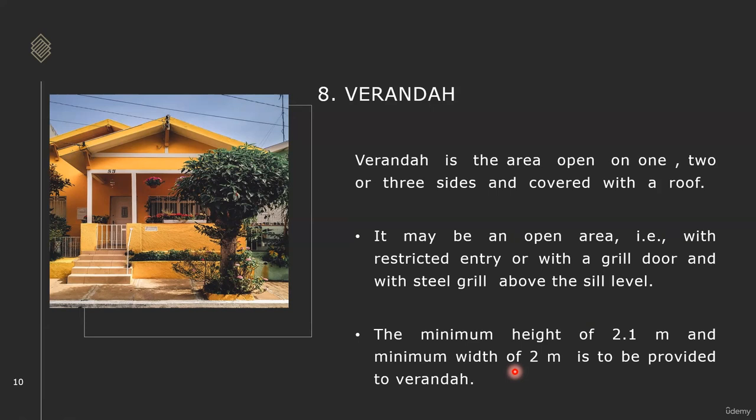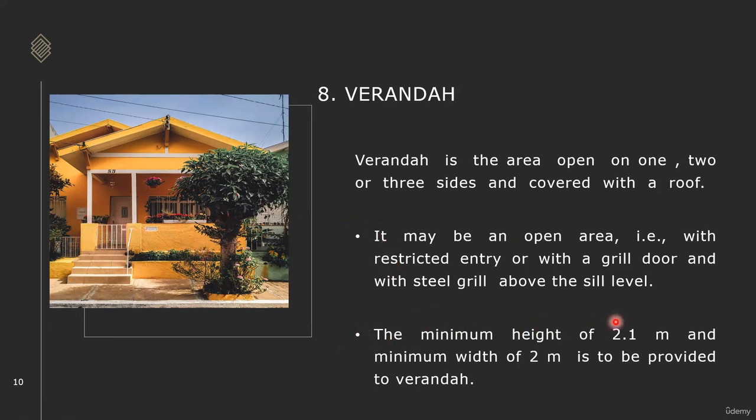Okay, so here you can see this one in the picture. There is a veranda over there with a half wall. Here you can see this one, and it will be covered with the roof, and it will be covered with the half wall only. Sometimes they will provide the railings, sometimes they will provide the grills over here.